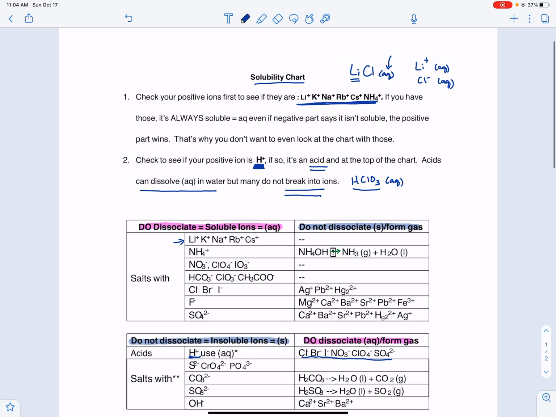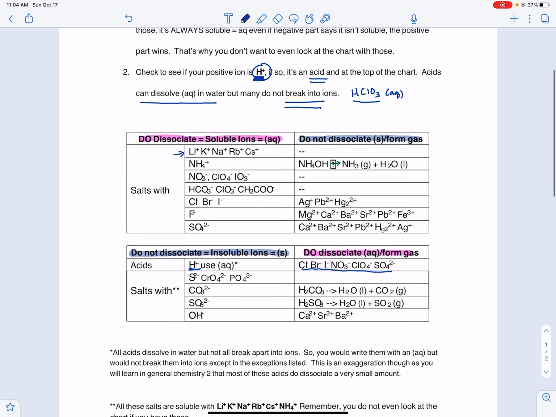Besides that, the chart's pretty easy to use. It might look overwhelming at first, but try not to overthink the chart. Again, just remember to check your positive ion for any of those four, and you can tell these ones are all in that first column, that alkali metal column. And then this one is the other one, that's ammonium. And then this one right here, you'll get used to this one after a little bit.